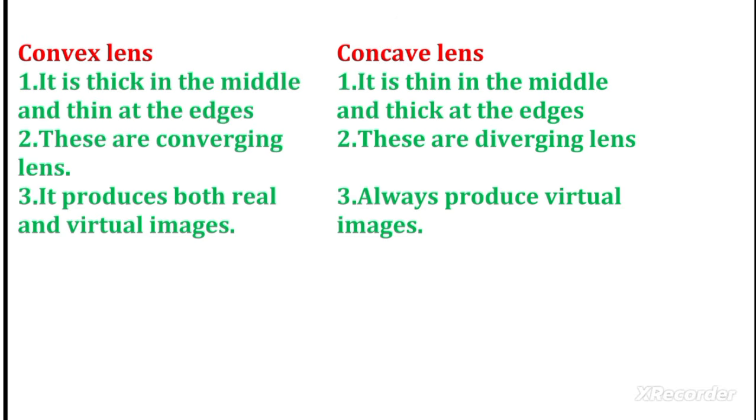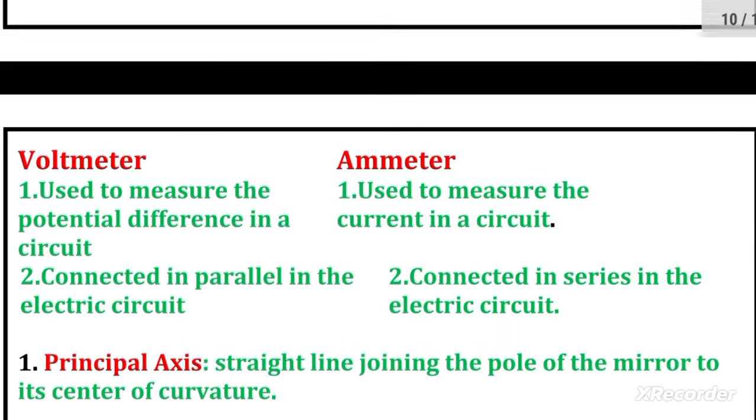Convex lens and concave lens differences. First point, a convex lens is thick in the middle and thin at the edges. A concave lens is thin in the middle and thick at the edges. Next point, convex lenses are converging lenses, and concave lenses are diverging lenses. Next point, convex lenses produce both real and virtual images. Concave lenses always produce virtual images.